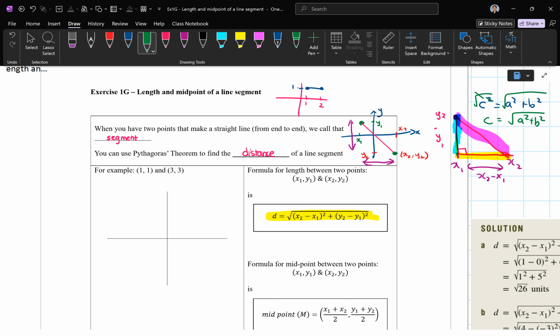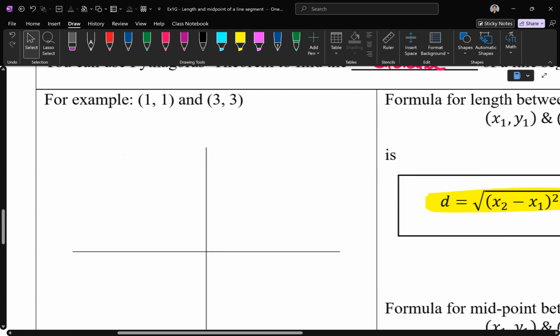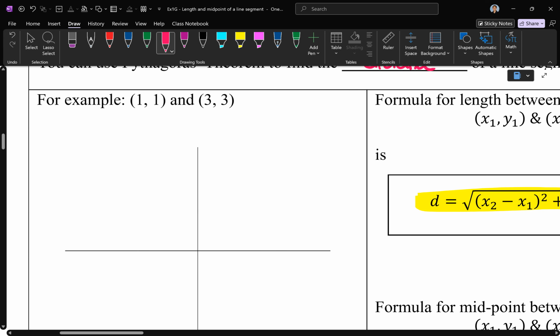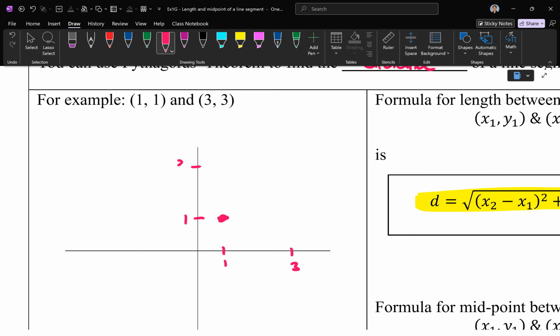Let's do an example just to consolidate your understanding. Let's say I got the point 1, 1 and 3, 3. So here we go. I'll draw it in. 1, 1. So this is my point. And then I pick another one. I say 3, 3. Let's just say it's here. So that's my 3, 3. And this is 1, 1. And we're trying to find the distance between 1, 1 and 3, 3. You can look at it logically at this moment. Horizontally, how far is that?